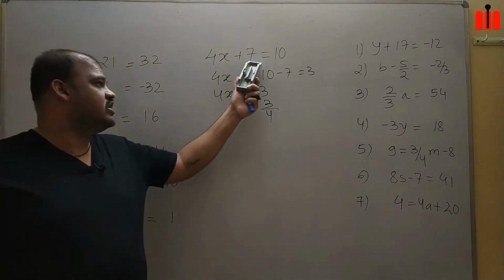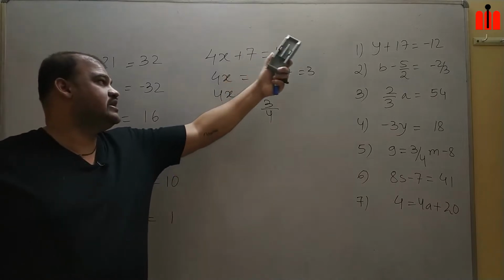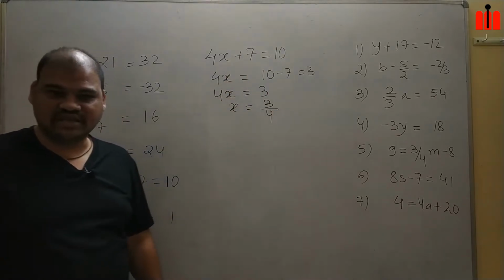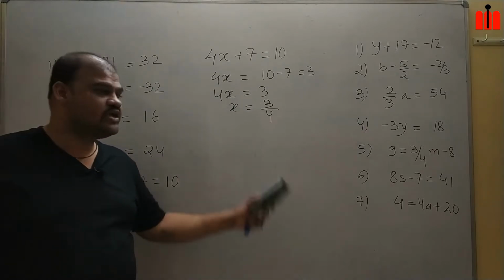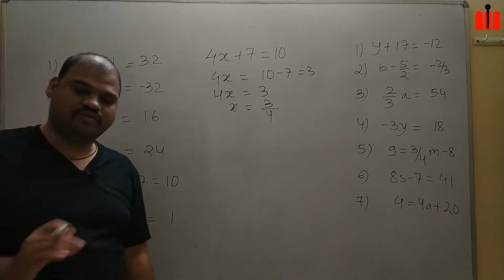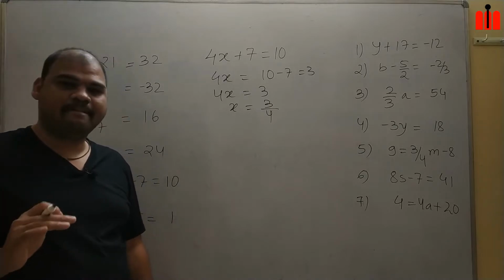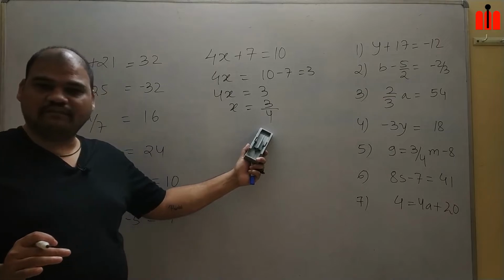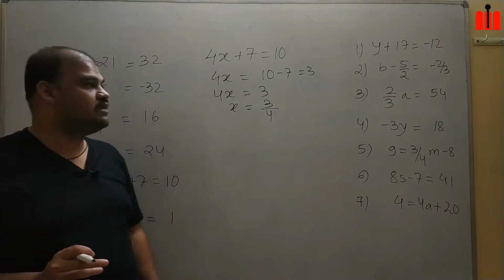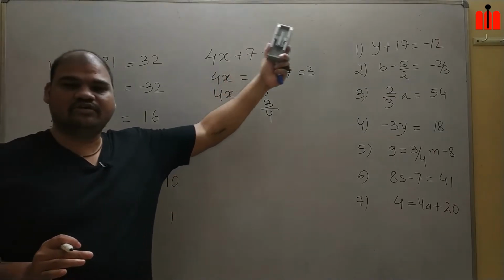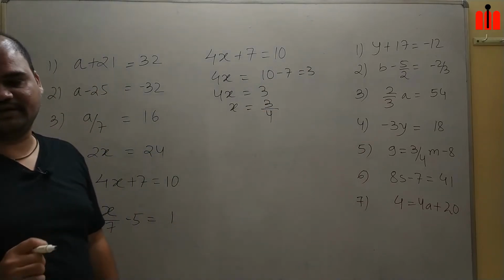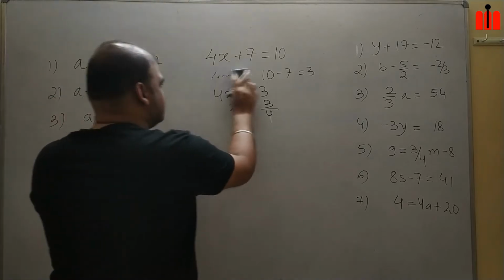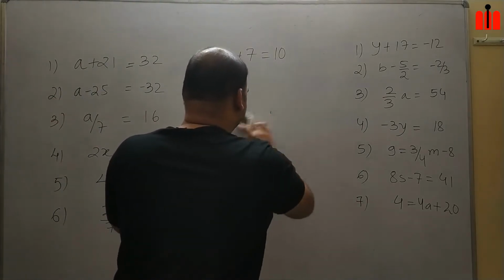So what we had done: first, 7 is there, once transferred to the other side, it became 10 minus 7, which is 3. 4x equal to 3, so x will be equal to 3 by 4. Okay, are you getting it? 4 is in multiplication over here, it will become division, so it will become 3 by 4. 7 is in addition, it will go to the other side and become subtraction. Okay. Now I will solve this problem in another way.